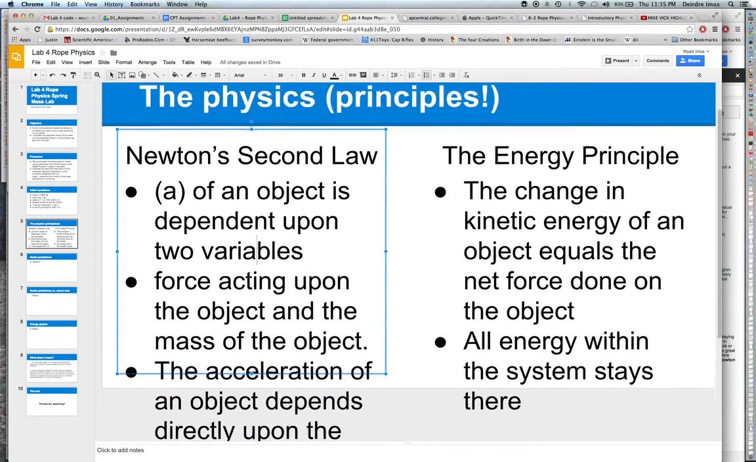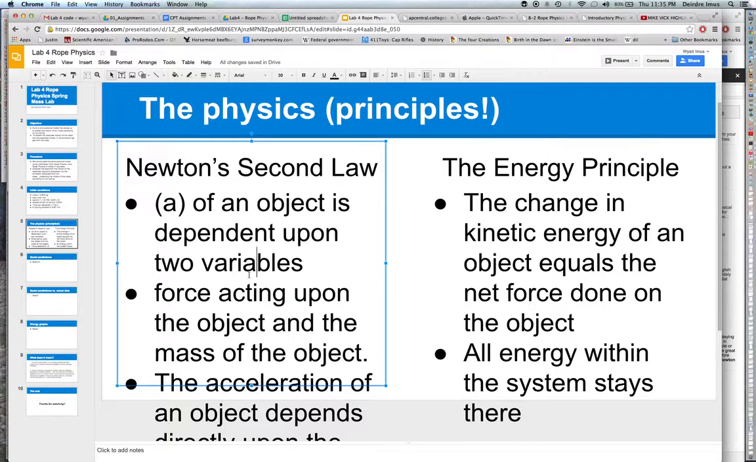The second principle we are going to need to know is the energy principle, which says the change in kinetic energy of an object equals the net work done on the object, and the total net forces in the entire system equals 0. All energy within the system stays there as well.